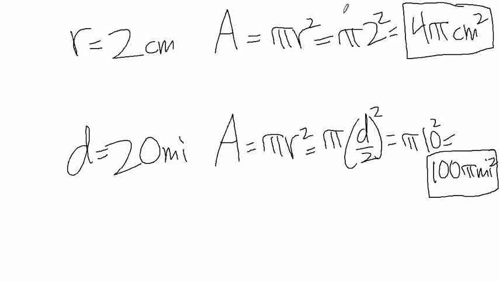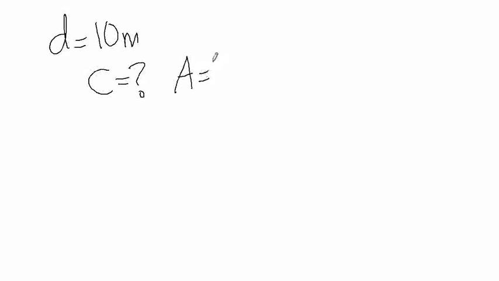Now I'd like you to do some examples. Suppose I had a circle with a diameter of 10 meters. I want you to find the circumference, the area, and the arc length of an arc having a corresponding central angle with a measure of 60 degrees. So pause the video and do that now if you can.